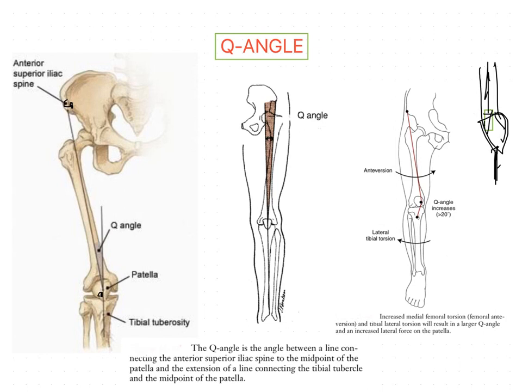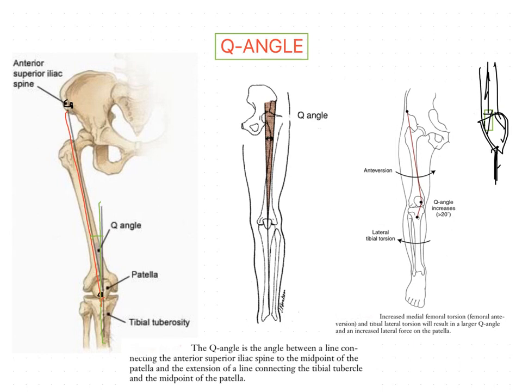The Q angle is the angle formed between the line from the anterior superior iliac spine to the midpoint of the patella, and the other line, connecting the tibial tubercle and the midpoint of the patella. If you extend these lines, the two form an angle here, and that is called the Q angle.